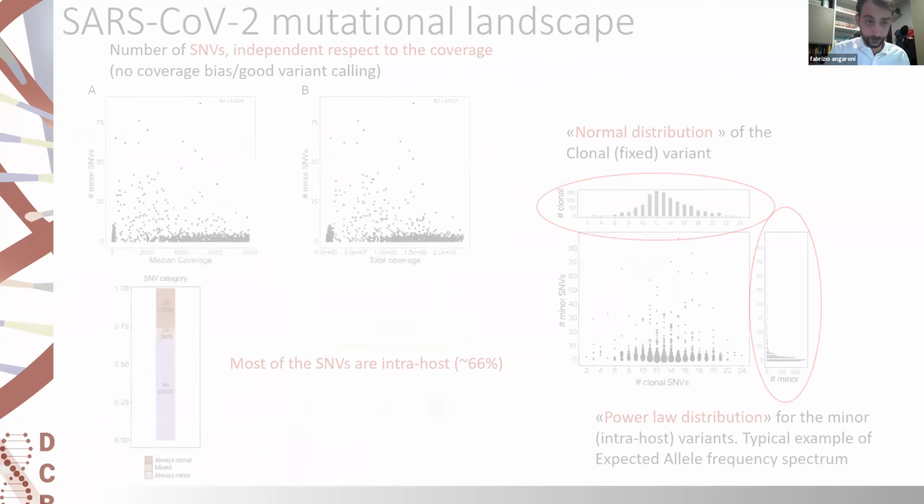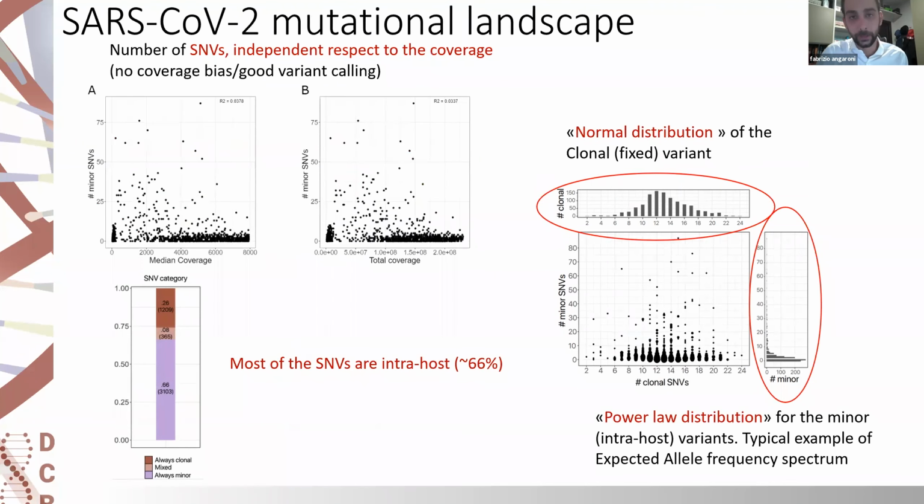Then we start looking briefly at the mutational landscape. First of all, we check that the number of SNVs is independent with respect to coverage, to be sure that we don't have coverage bias. So you could see a lot of mutations only because you have a lot of coverage. As you can see, there is no correlation, and we have samples with a lot of coverage with no mutation.